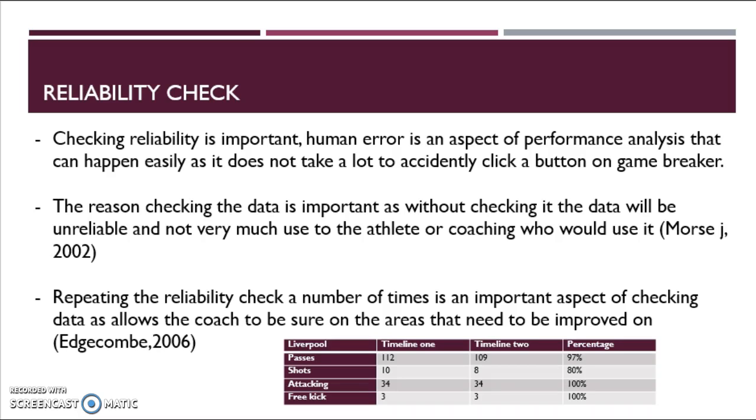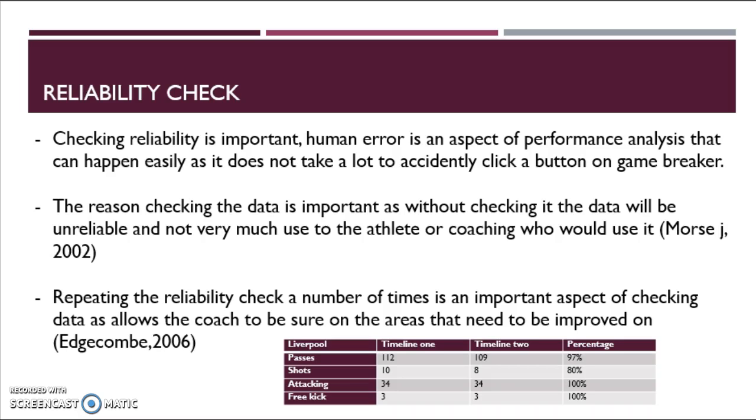The reliability equation that was used within checking this data is open brackets agreement divided by open brackets agreement plus disagreement close brackets close brackets times 100. This is the formula that was used to check the data within this analysis. Looking at the bottom, you can see that there is a table that shows the Liverpool passes, shots, attacking and free kick data and checking the reliability.